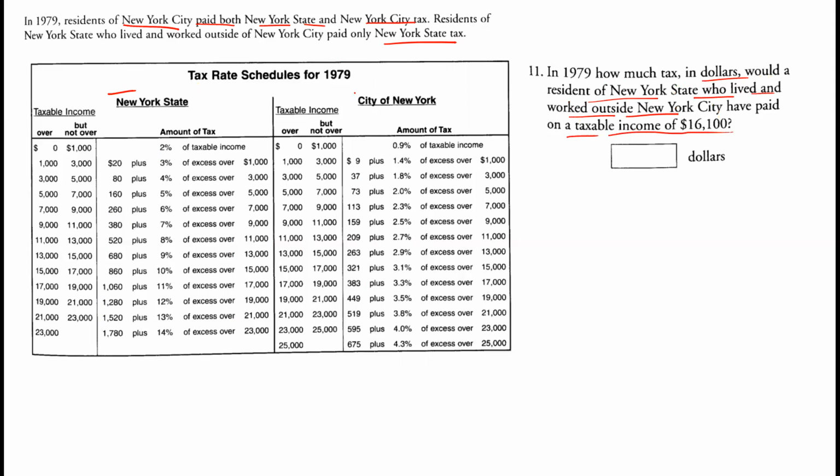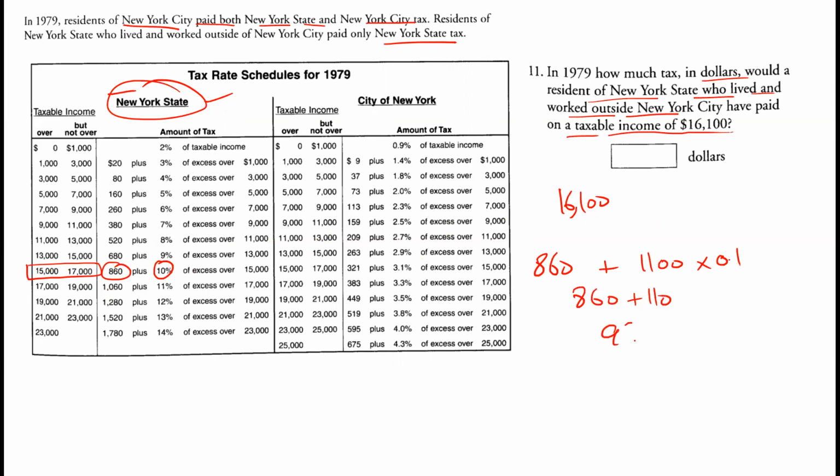So you're not living in the city, you're living in New York State, so you will be only paying tax on New York State. Your salary is 16,100. So the bracket is this, from 15,000 to 17,000. You will pay at least 860. Then anything extra on 15,000, you will pay a tax of 10%. So 860 you're paying. What is extra over 15,000? It's 1,100. 1,100 times 10% is 110. So 860 plus 110 gives you 970. So the total tax you will be paying would be $970.